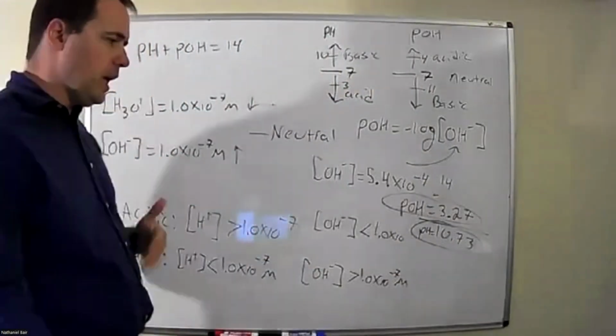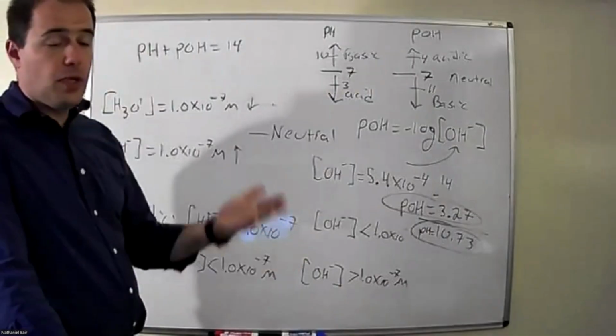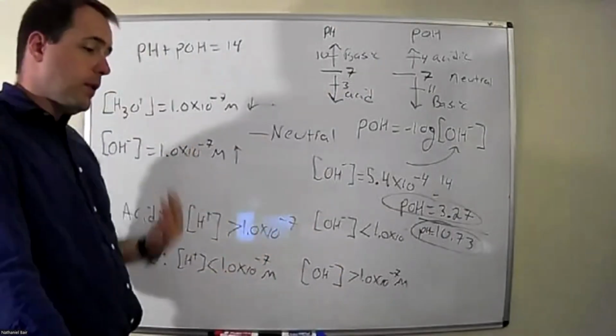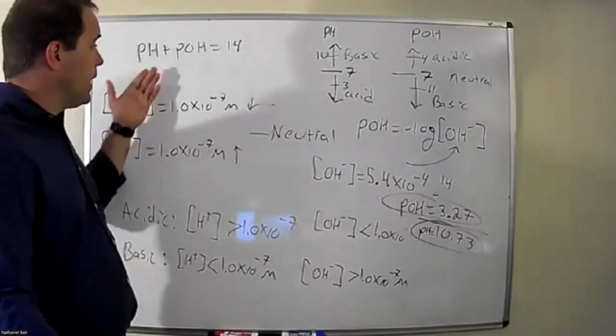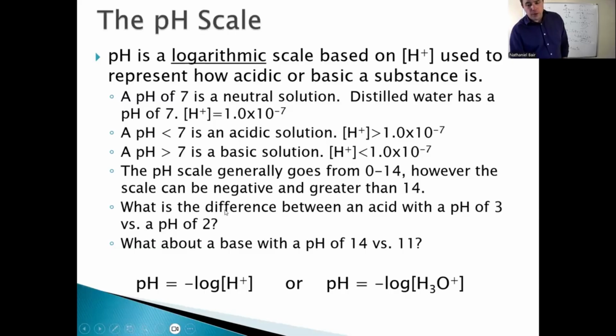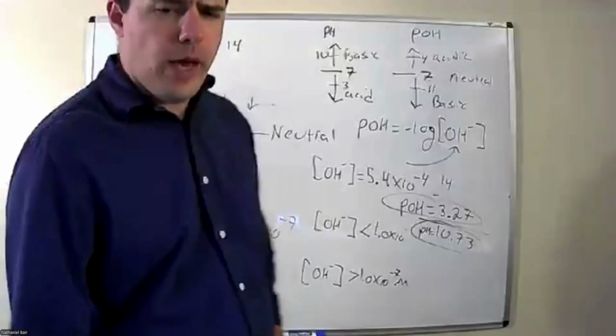So again, if you have a pH, you can get a pOH. If you have a pOH, you can get a pH. Just 14 minus that value gets you the other one. So that's a pretty handy formula. That's pretty sweet.